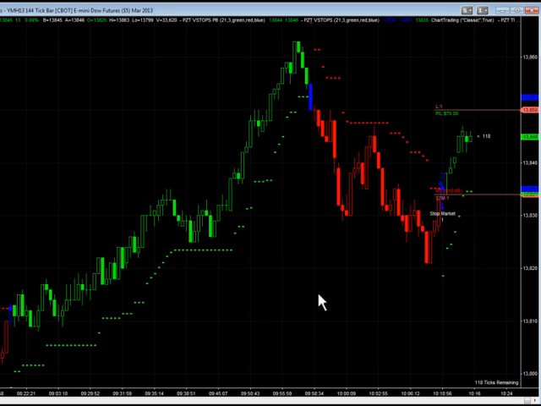The VSTOPS will only move in one direction. In other words, it's always going to ratchet closer to the current price. It's never going to go back down, so that you're really only protecting your profits. You're not bouncing back and widening out a stop loss ever.